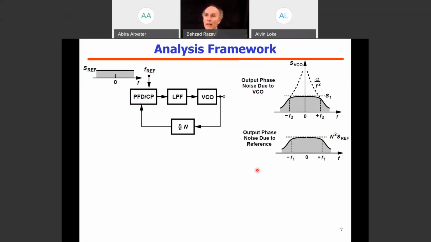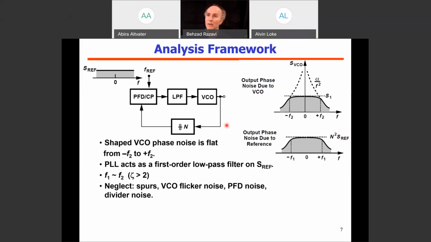So we have to look at these jitter contributions and see how much power this VCO needs to spend at minimum to be able to meet a certain jitter requirement. So I'm making some assumptions. Here are the assumptions. I'm assuming that this VCO phase noise is flat from minus F2 to plus F2. And I'm assuming that the transfer function from here to here, as far as the reference phase noise is concerned, is a first order low-pass filter. And finally, assuming that F2 and F1 are approximately equal. And these conditions hold typically if the damping factor of the loop is approximately 2 or higher.